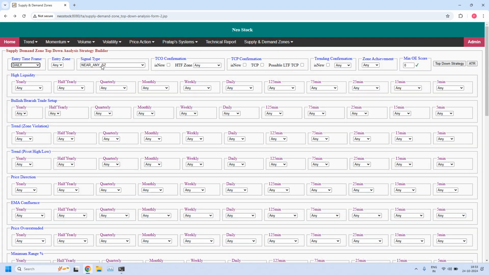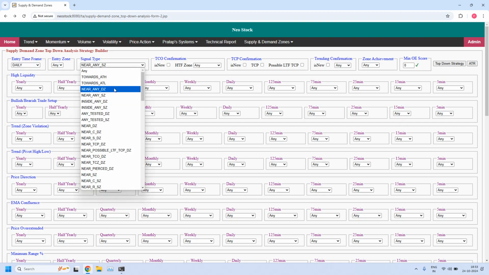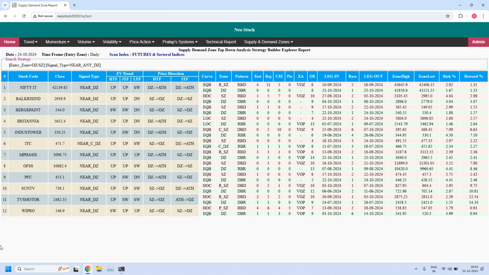Entry time frame daily, let us find the stocks near daily demand zone. 12 stocks are filtered near the daily demand zone. Let's identify high liquidity daily demand zones from this list. ITC is having a high liquidity daily demand zone. That's it. We identified only one high liquidity daily demand zone from this list.